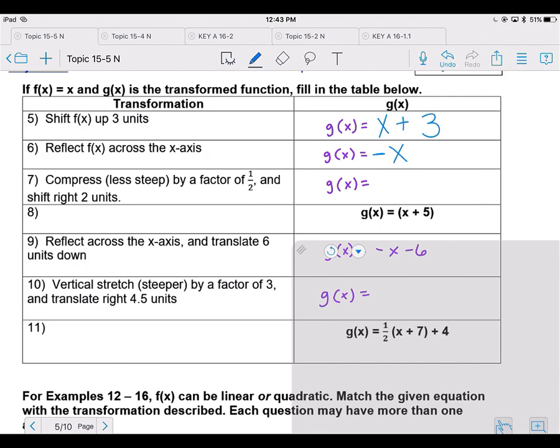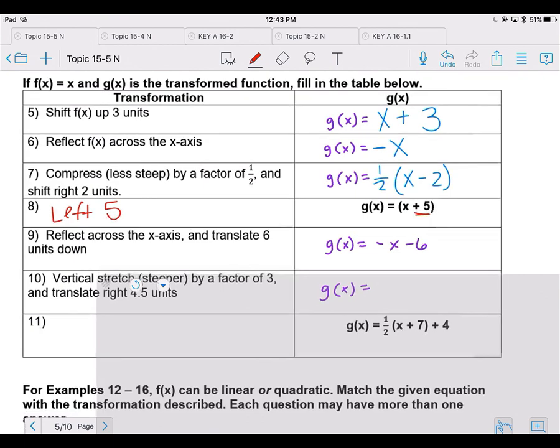To compress or make it less steep by a factor of 1/2 and shift right 2, compress or stretch goes in front. Right goes in the parentheses, and remember we're still not putting a squared because we're not looking at quadratics. +5 on the inside means we are going to go to the left 5 because it is a positive.